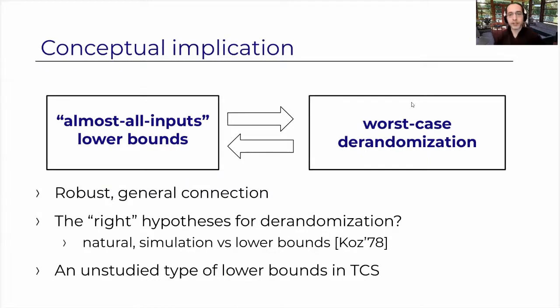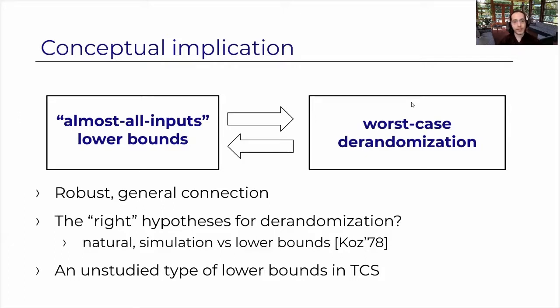So what we see here is a bidirectional connection between worst case de-randomization, such as BPP equals P, and this new type of lower bounds on almost all inputs. And we're not getting into details in this short talk, but let me just mention that this is a robust connection. You toy with one side, you still get a connection to another version on the other side. The connection is robust to playing with the hypothesis and conclusion. It is general, not only for BPP equals P, but for any type of worst case randomization. And it seems intuitively a right hypothesis for the randomization.